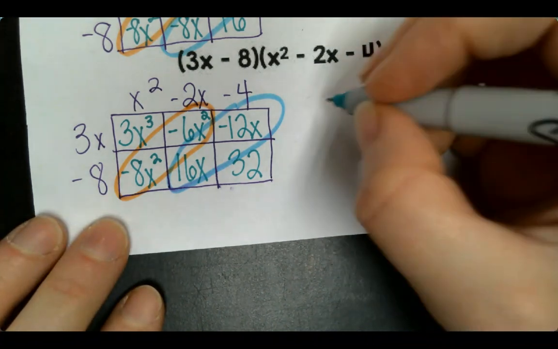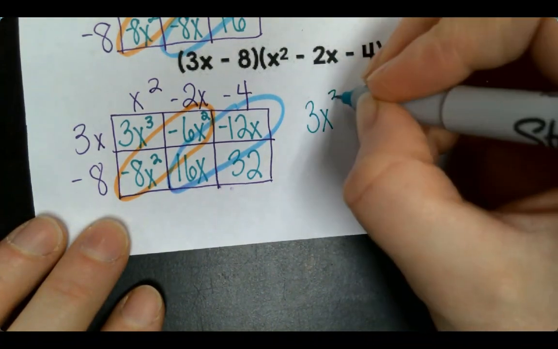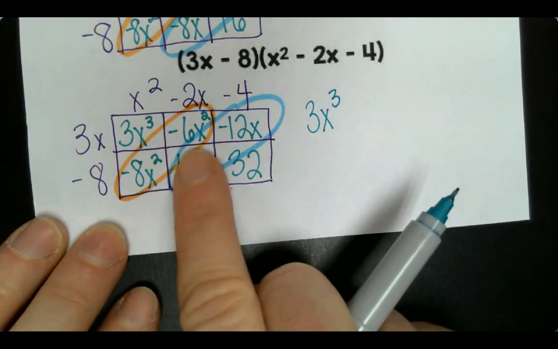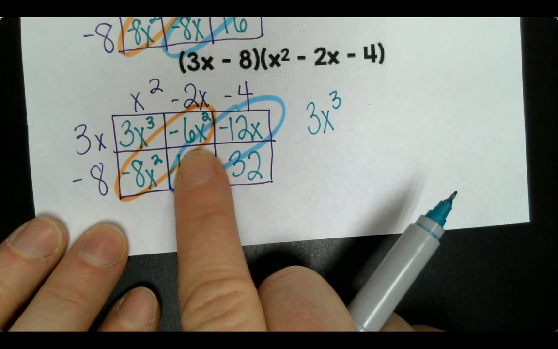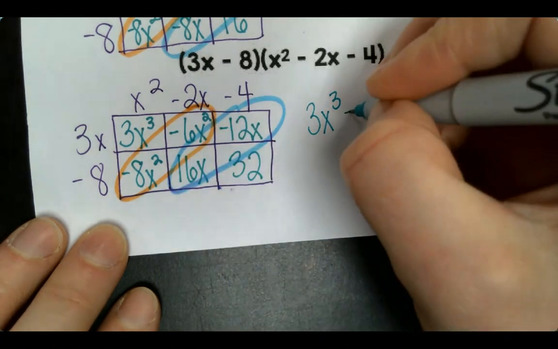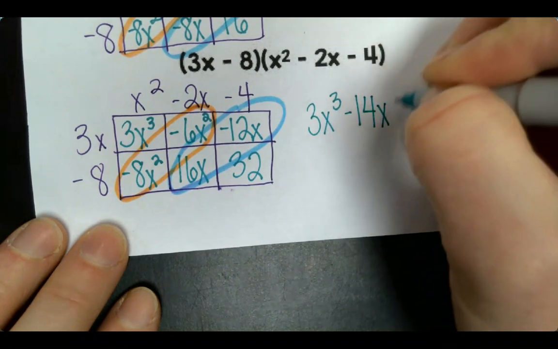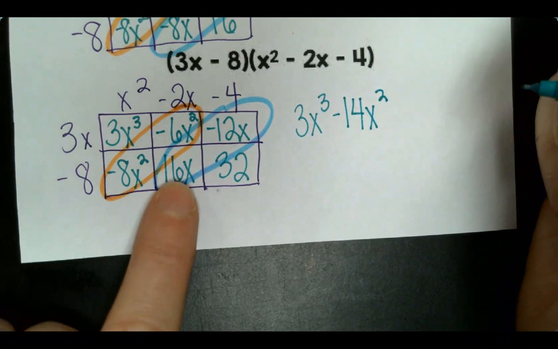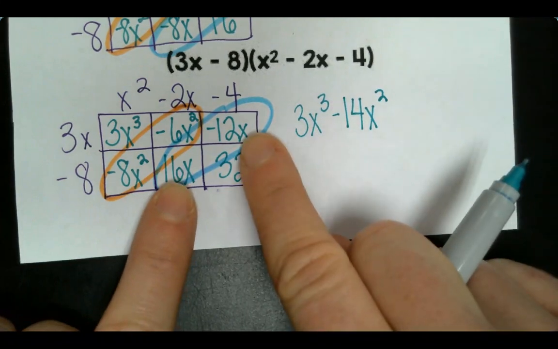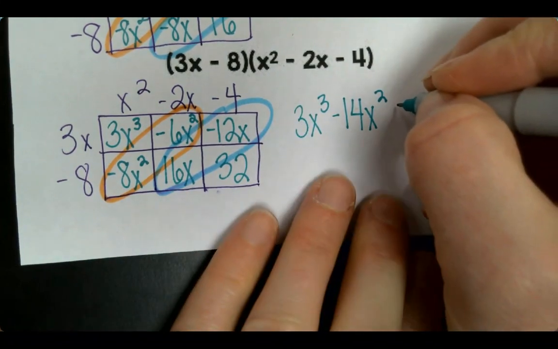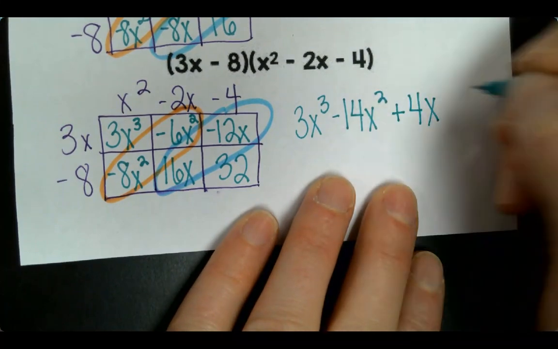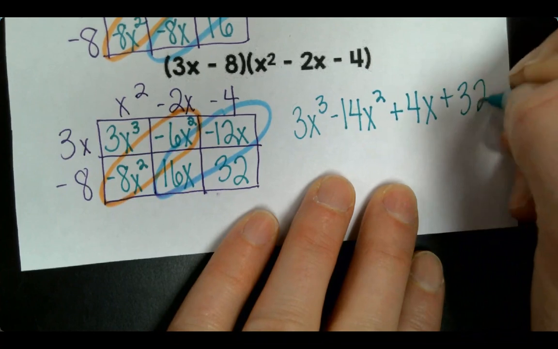So the first term is the 3x cubed. Then we have -8x squared and -6x squared. You would add those together. -8 plus a -6, -14x squared. 16x minus 12x should be 4x plus 32.